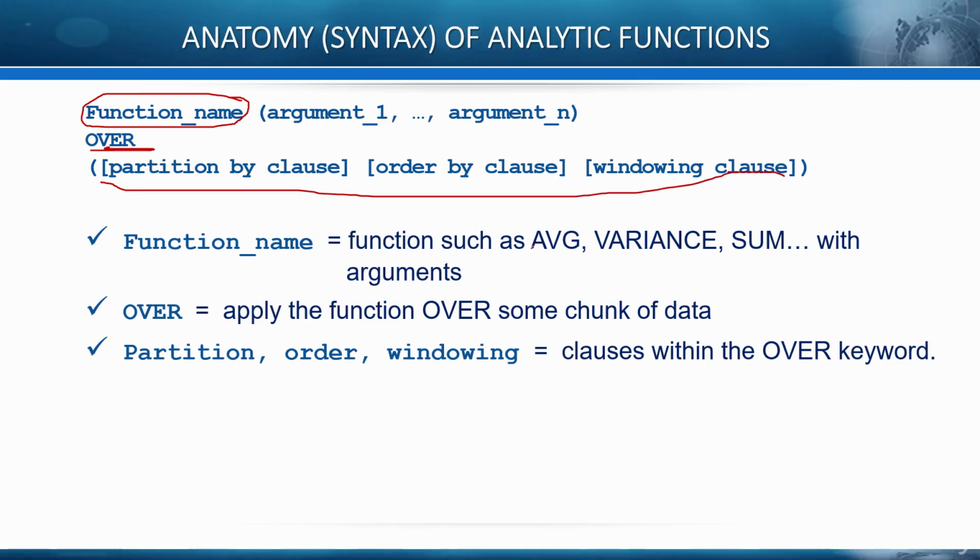Now the OVER keyword has three different clauses that can be passed into it. There's a PARTITION BY clause, there's an ORDER BY clause, and there's a windowing clause. These clauses are optional and you can use them in combination or as standalones. And we are going to look at some examples where you can actually combine some of these clauses.